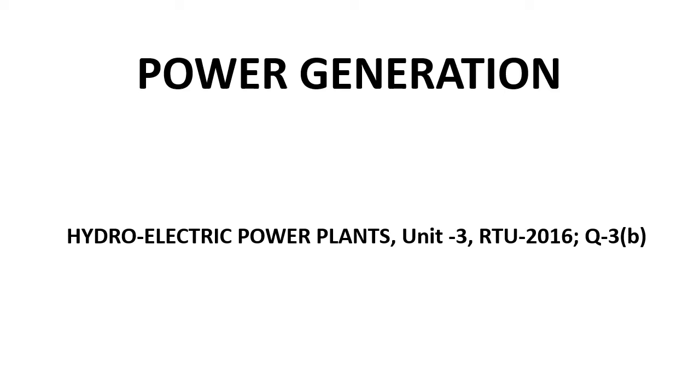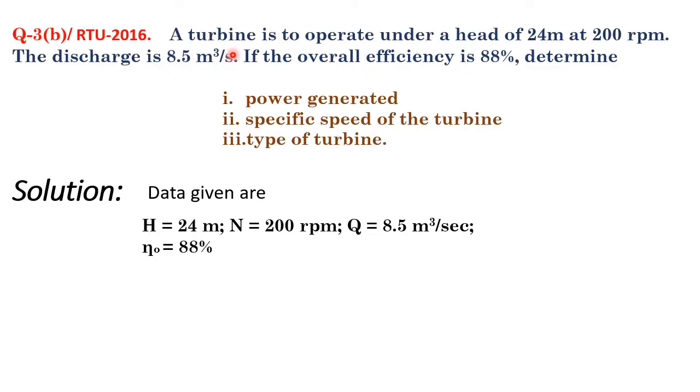Hello everyone. In today's class, we will solve one of the questions of the RTU 2016 paper from the third unit, that is electric power plant. The question is given like this: a turbine is operated under a head of 24 meter and 200 rpm. The discharge is 8.5 meter cube per second.